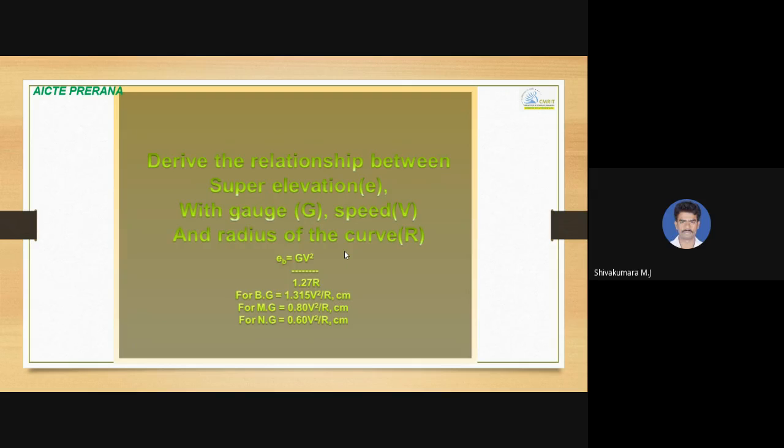And the relationship between super elevation and gauge width, speed, and radius of curve is as follows. The super elevation is given by the expression GV squared divided by 1.27 R, where G is the gauge width. So for broad gauge, it is 1.315 V squared divided by R, expressed in centimeters. And for meter gauge, it is 0.80 V squared divided by R, and for narrow gauge, 0.60 V squared by R. You will have to remember these formulas for the calculation of super elevation for different gauge widths.